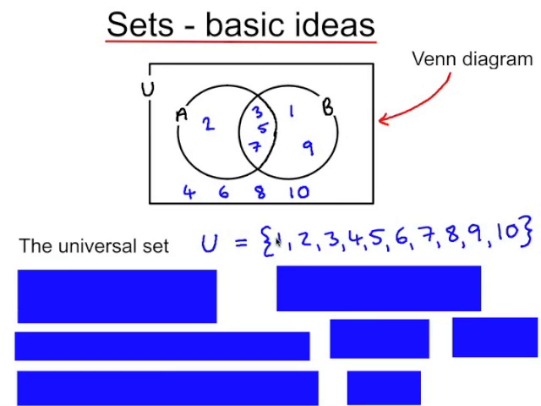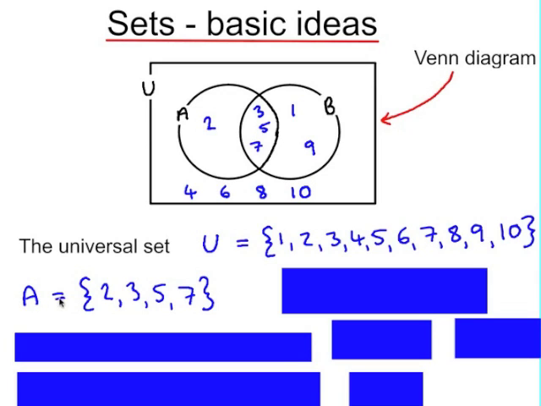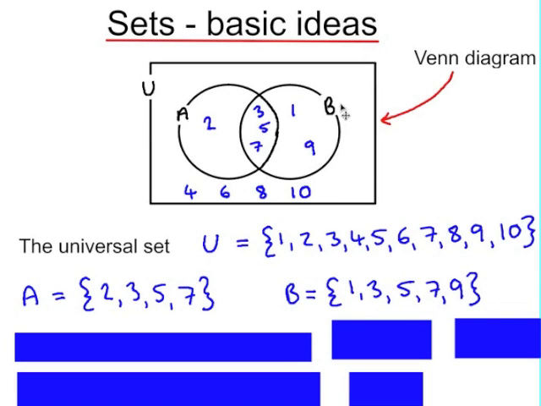And notice that the list of elements within the set is contained within curly brackets, and each element is separated by a comma. Set A is all of the numbers contained within the circle labelled A, so that's 2, 3, 5 and 7, and set B is all of the numbers contained within circle B. That's 1, 3, 5, 7 and 9. And again notice that because A and B are sets, we have curly brackets and the elements separated by commas.